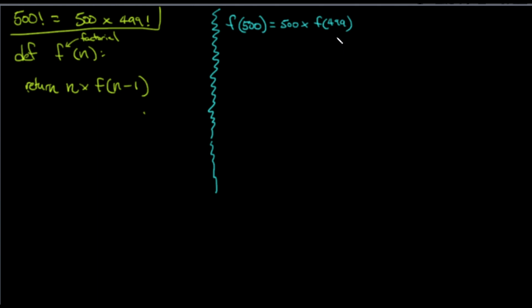Well, we don't know what f of 499 is, so we're just going to leave this f of 500 function call to the side. Let's first answer what is the factorial of 499. And so for this method call, we're going to run this code right here with n equal 499 and do exactly as the method says. So we're going to take n, which is 499 in this case, and we'll multiply it by f of 498.